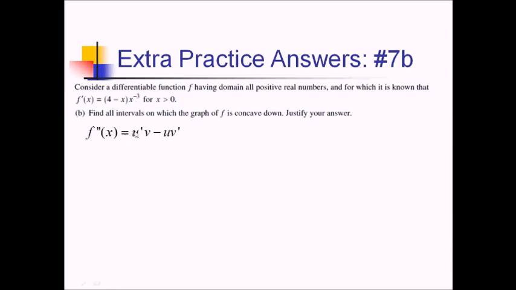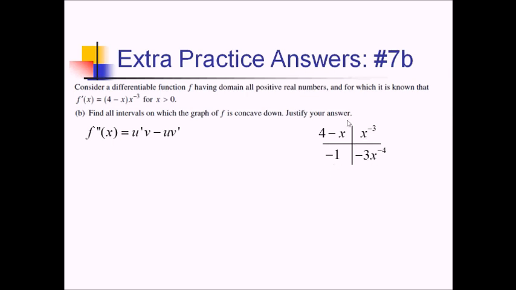So I've got u prime v minus uv prime as a general guide, but I don't really get anything just for writing this. I actually have to find them. So I'll use my box over here. We've got 4 minus x and x to the negative third, and their derivatives, which are negative 1. And this is going to be negative 3x to the negative 4, subtracting 1 from the exponent.